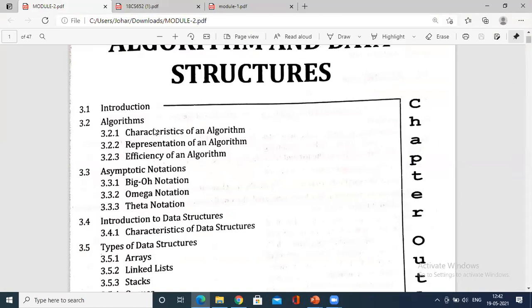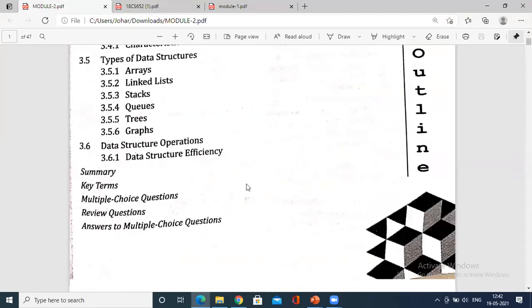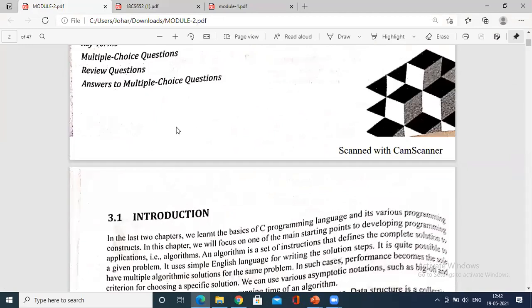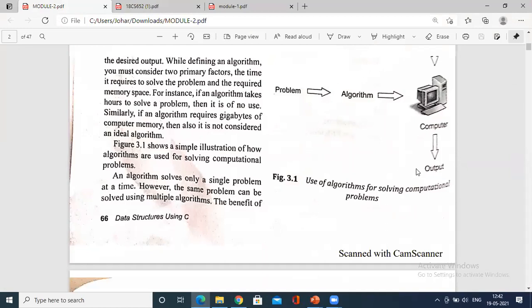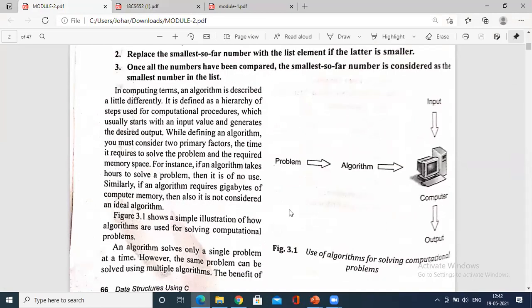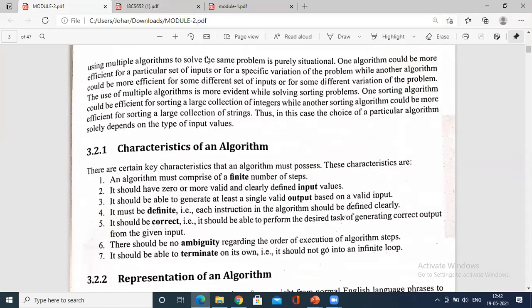We have seen the characteristics of an algorithm, how you represent an algorithm, and what the efficiency of an algorithm is. Let me review once again. For an algorithm, you have to write the definition. How does the algorithm work? We have a set of inputs and a set of outputs. Similarly, when you talk about the characteristics of an algorithm, these are a few of the characteristics.